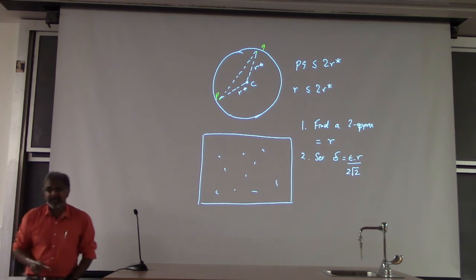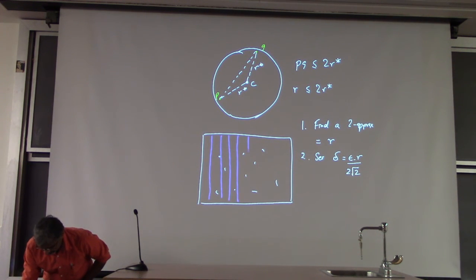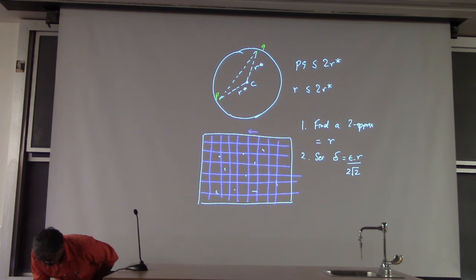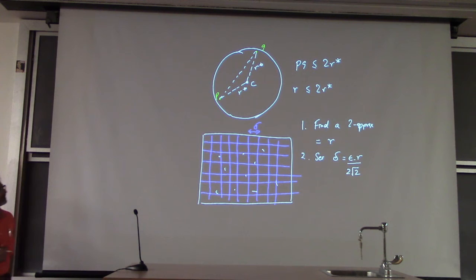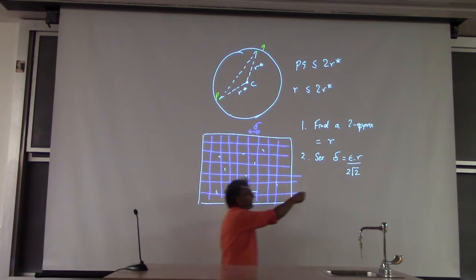And now what I'm going to do is make a grid. I'm going to discretize my space, such that the length of each cell is delta. So what have I done? I've discretized the plane, at least the region around my points, not of course the whole infinite plane, where the grid cell resolution is this number here, which is a tiny fraction of the 2 approximation that I got before.